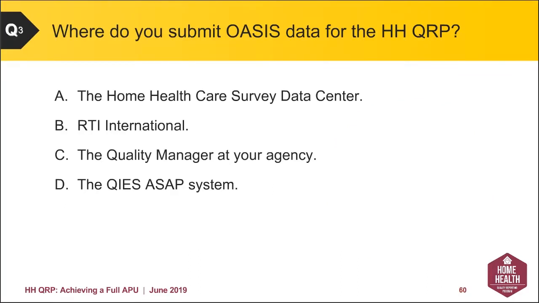Now we're going to have a question for everybody to think about, and I know you'll all have the right answers. Where do you submit OASIS data for the Home Health Quality Reporting Program? The choices that you have are the Home Health Care Survey Data Center, RTI International, the Quality Manager at your home health agency, and the KEYS ASAP system. And the correct answer is D, the KEYS ASAP system.